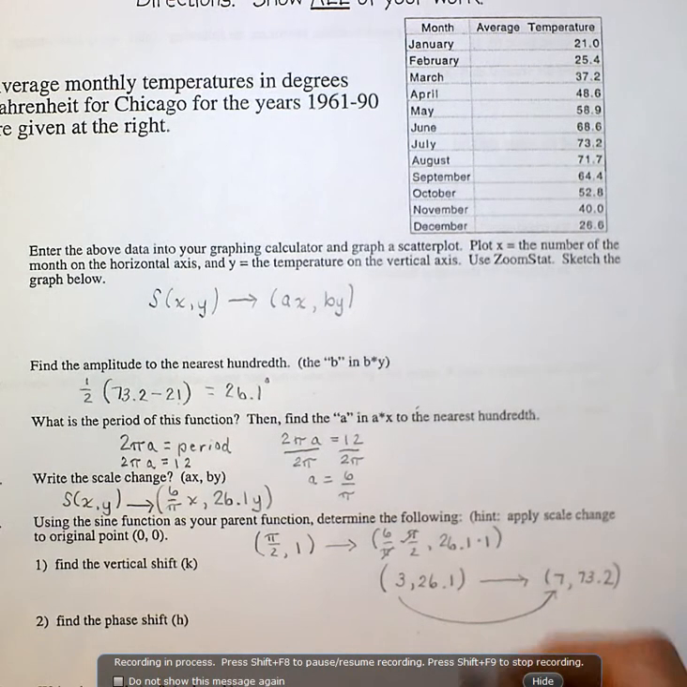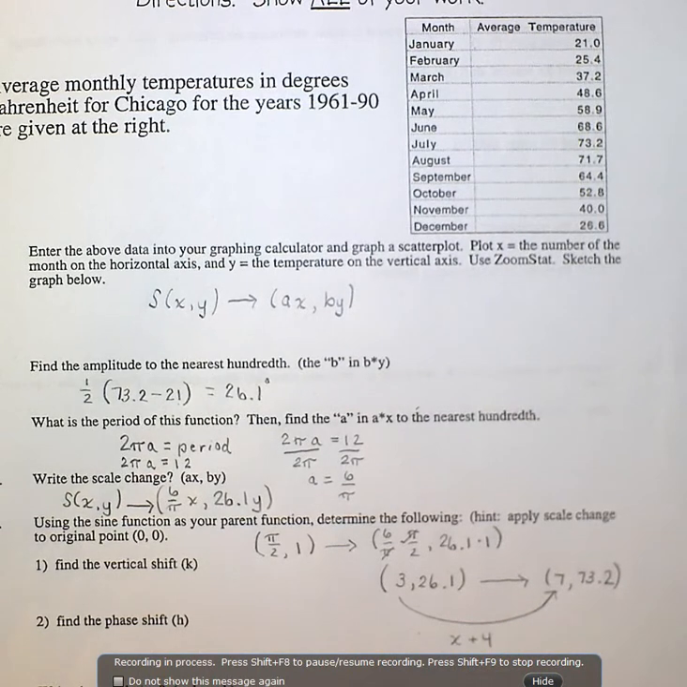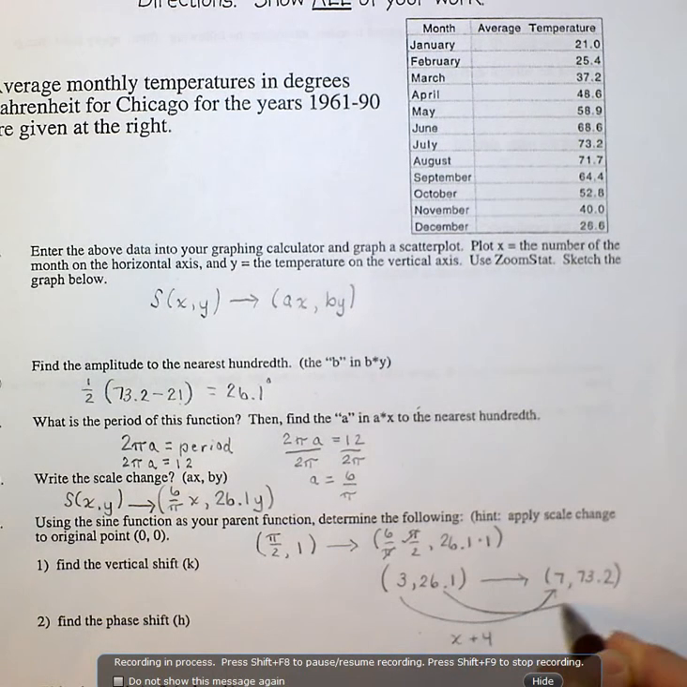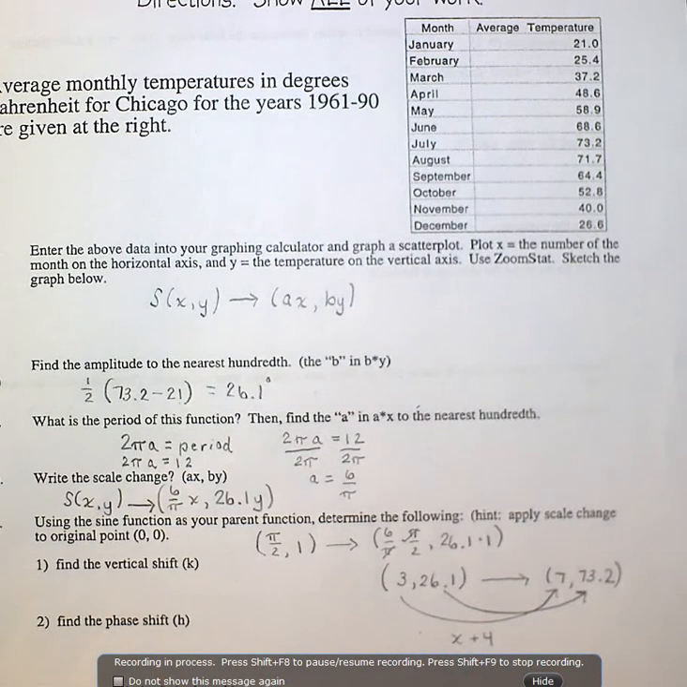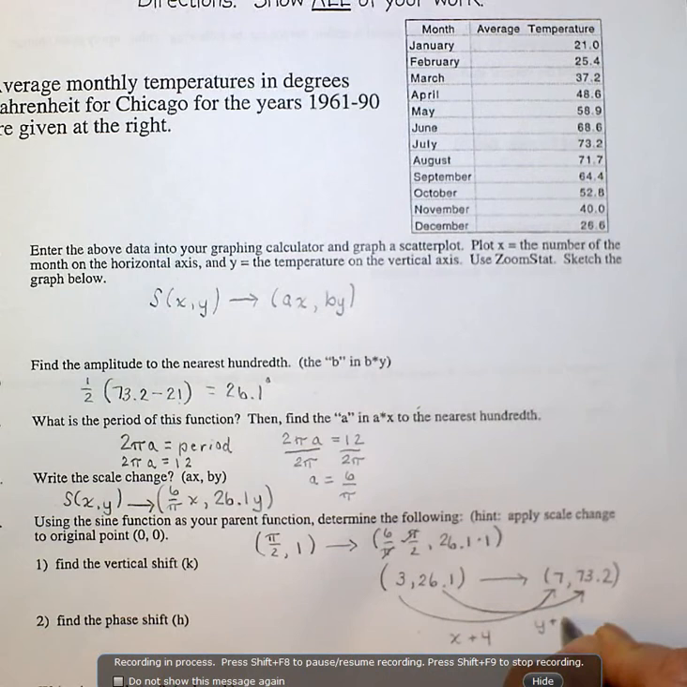Ah, I have to add 4 to the x-coordinate, don't I? How much more do I need to move to get from 26.1 to 73.2? 47.1. Okay, so how'd you get that, Kyle? I did 73.2 minus 26.1. You got it. So it was 47.1, you said?